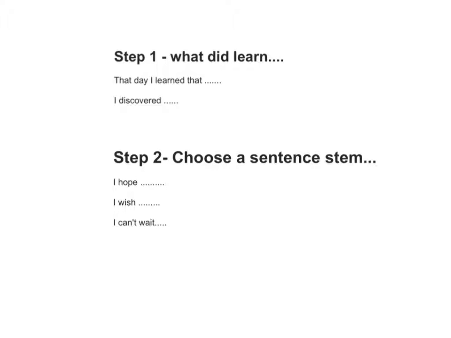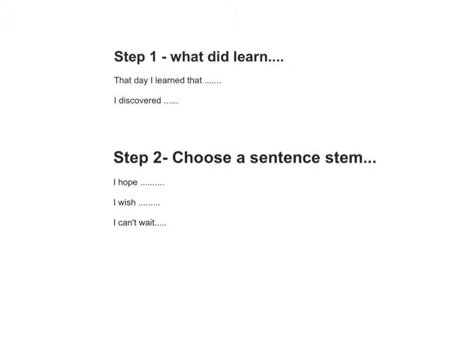So I usually do my conclusion in 2 steps. So the first step is to think about, what did I learn? Basically, it's kind of like, what was the point of that story? You know, what did you take away from this? It doesn't have to be a huge lesson learned, but just some kind of takeaway from it. It could be, that day I learned that such and such, or I discovered, and you fill in the blank.